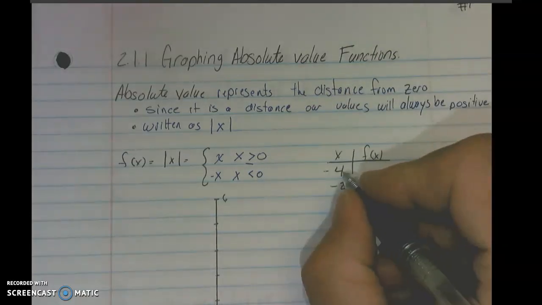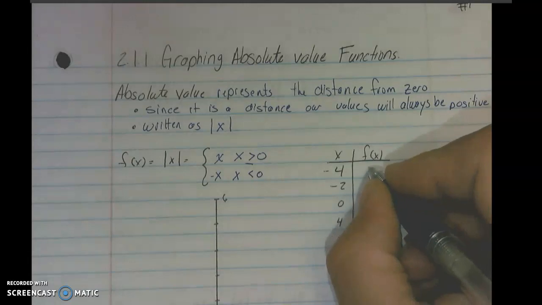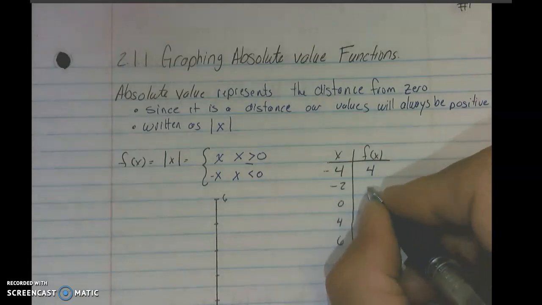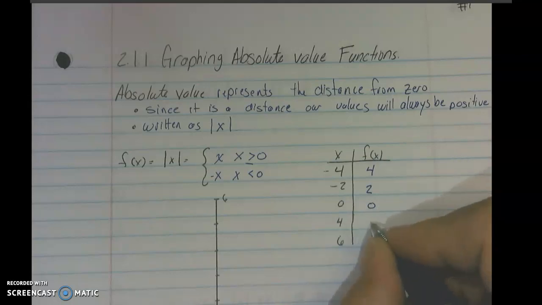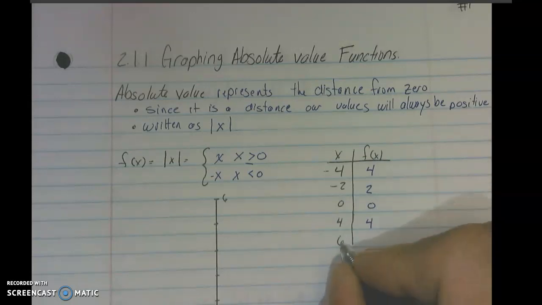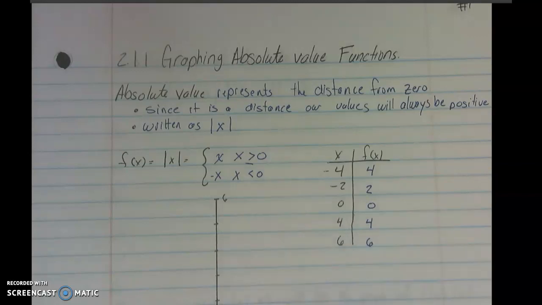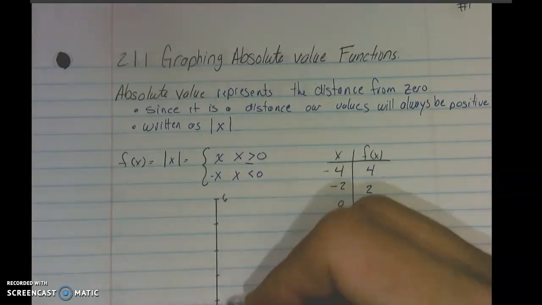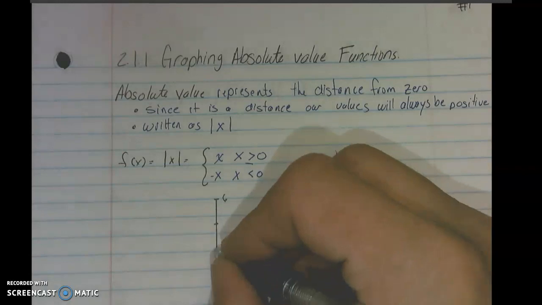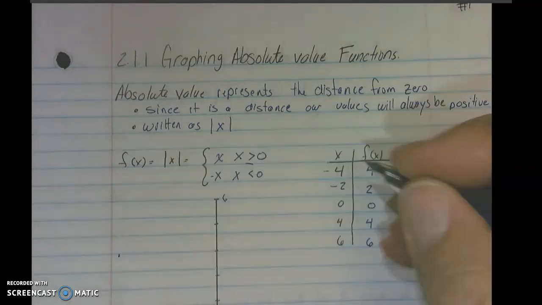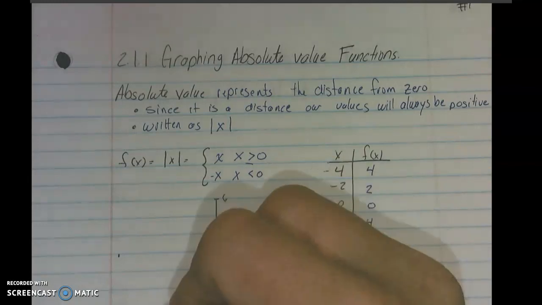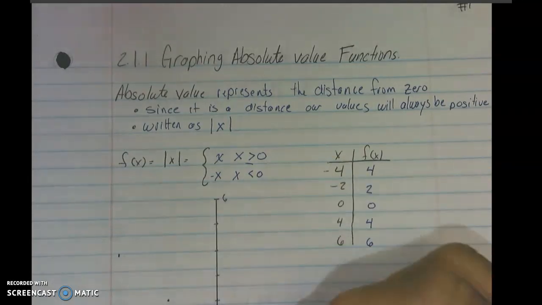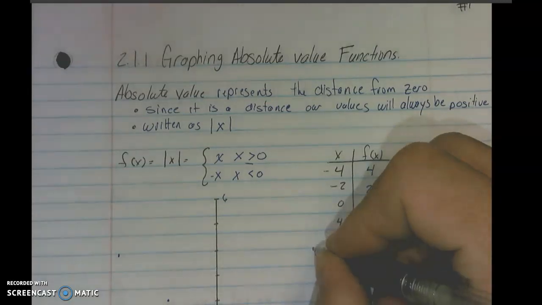So if we put negative 4 in, 4. If we put negative 2 in, 2. Put 0 in, you get 0. You put 4 in, you get 4. If you put 6 in, you get 6. So if we plot it, negative 2, 2, right about there, 0, 0, 4, 4, right about there, 6.